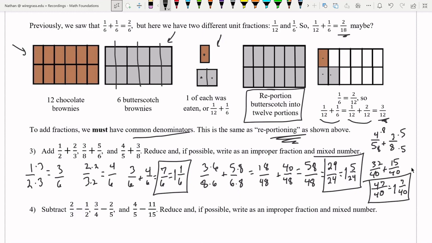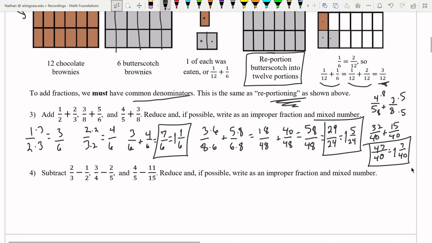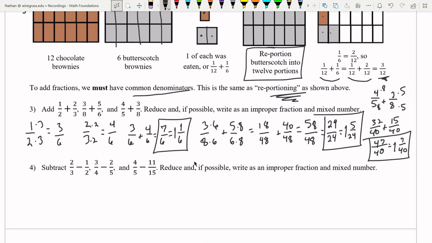Subtraction works very much the same way. We want to get common denominators and then move from there. So I'm going to get, right, 3 and 2 makes 6. So 3 times 2, 3 times 2, 2 times 3, 2 times 3. That's going to give me 4 over 6 minus 3 over 6 is 1 over 6. That's reduced.